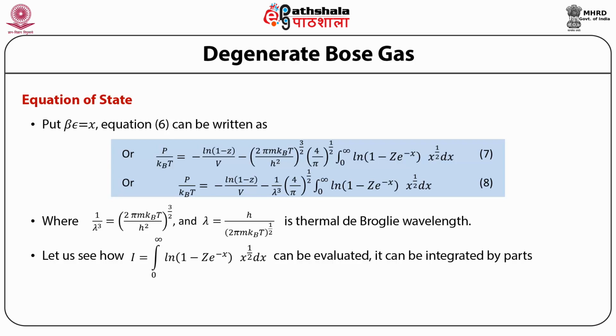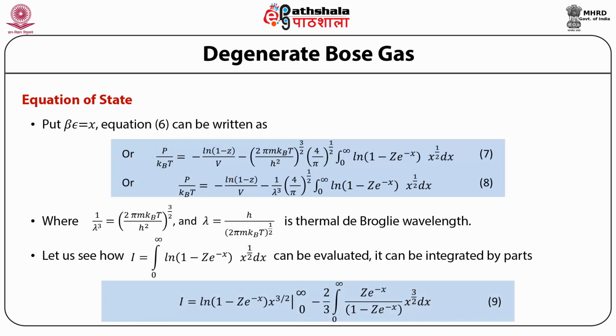It can be integrated by parts, as I is equal to log of (1 minus z e raised to power minus x) into x raised to power 3 by 2 with limits from 0 to infinity, minus 2 upon 3 integral from 0 to infinity of z e raised to power minus x upon (1 minus z e raised to power minus x) x raised to power 3 by 2 dx. Here the first term vanishes, since the first term of the product vanishes at the upper limit and the second term vanishes at the lower limit.